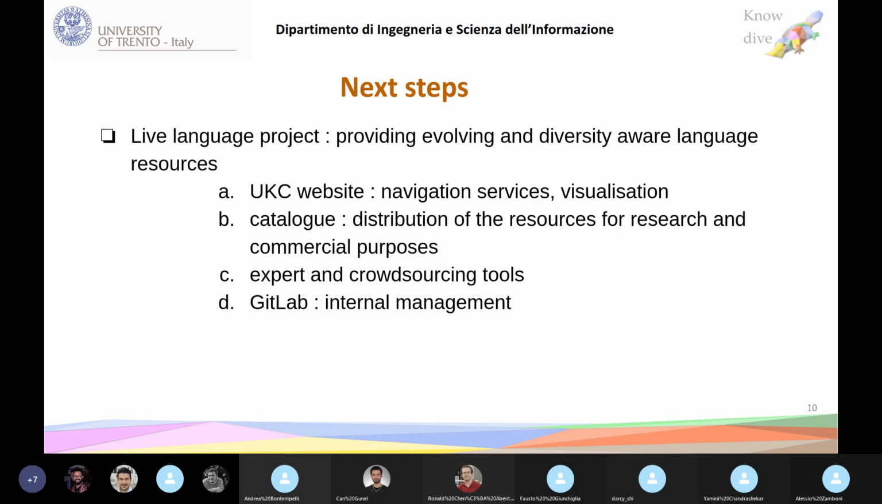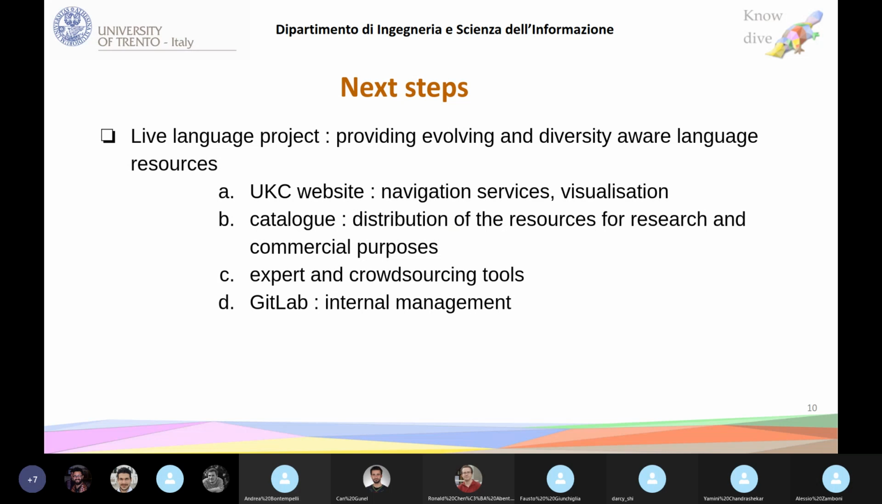As we saw, the first step is the deployment of the UKC website, which would provide us the browsing services, the navigation services, the visualizations, and all the other services that were listed previously. The idea is also to have a catalog for going through the resources, which would allow collaborating organizations or institutions to look through the resources and find the required one, or maybe contact us for further distribution, or maybe even download it, as we plan to do.